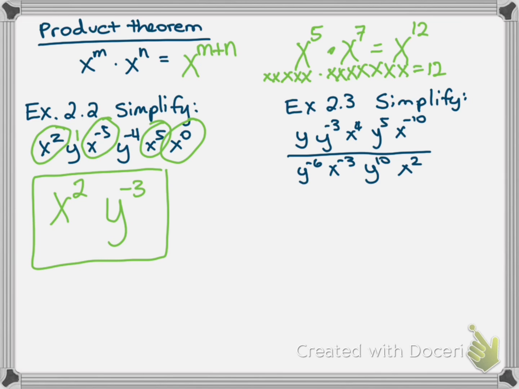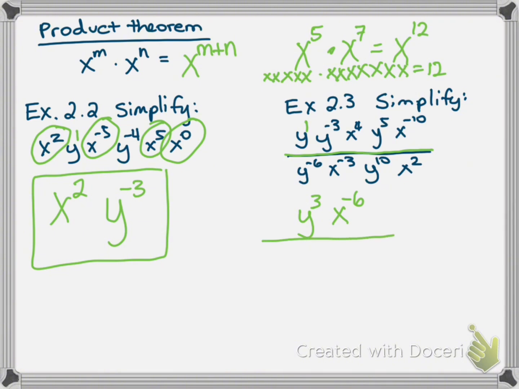In 2.3, we have the multiplication on the top. Then we also have a multiplication on the bottom. And then the fraction line is going to divide. So we have to be very careful. So let's do it. We're going to start with the y's. So we have 1 minus 3 is negative 2. And negative 2 plus 5 is 3. And then x, we have 4 minus 10 is negative 6.